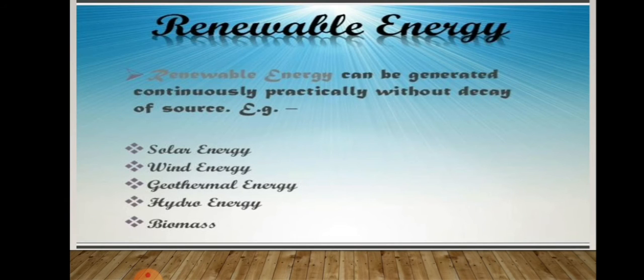Next is renewable sources, which are present in unlimited quantity in the universe. They can be generated continuously, practically without decay of the source, because they are unlimited in quantity. For example, solar energy, wind energy, geothermal energy, hydro energy or biomass energy.